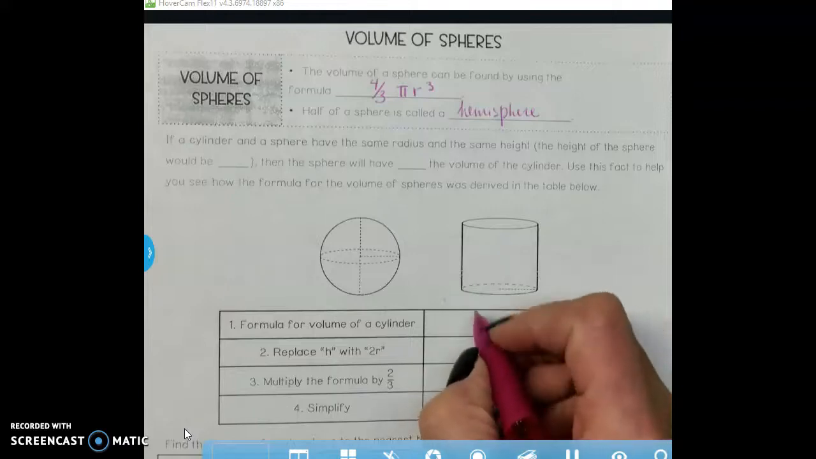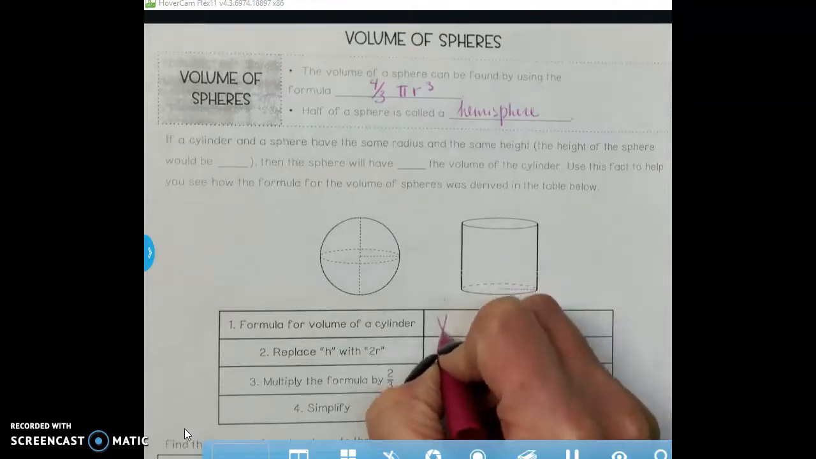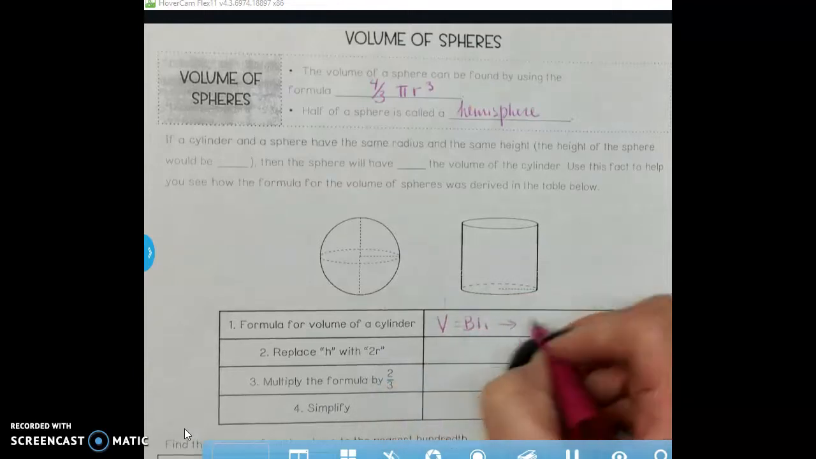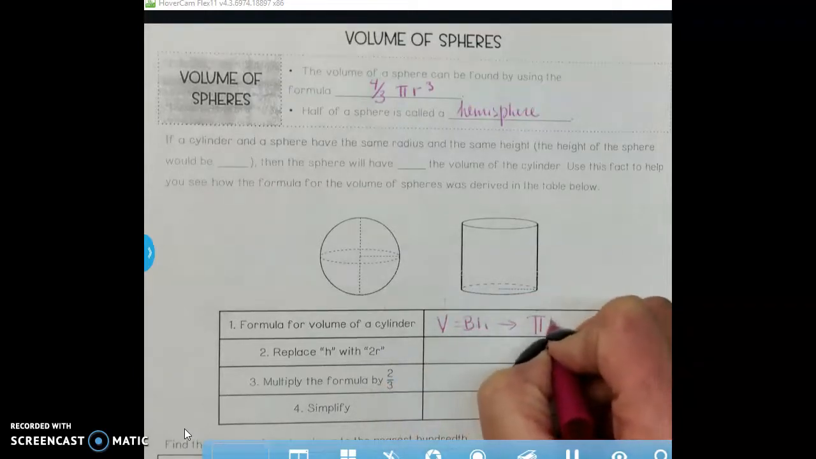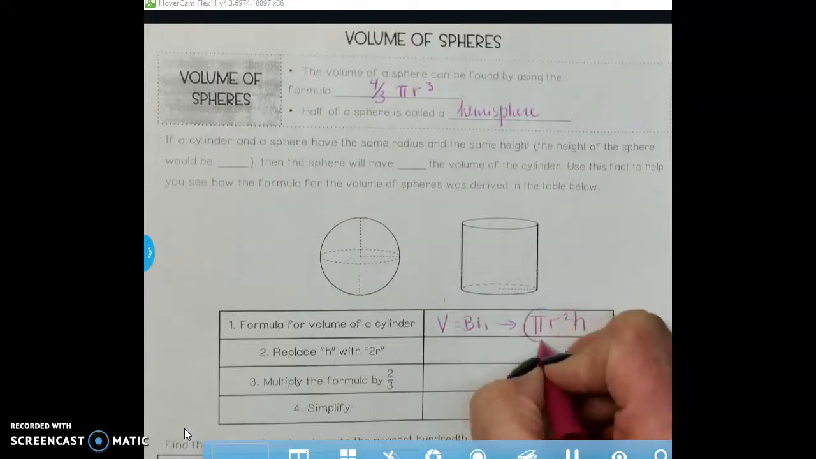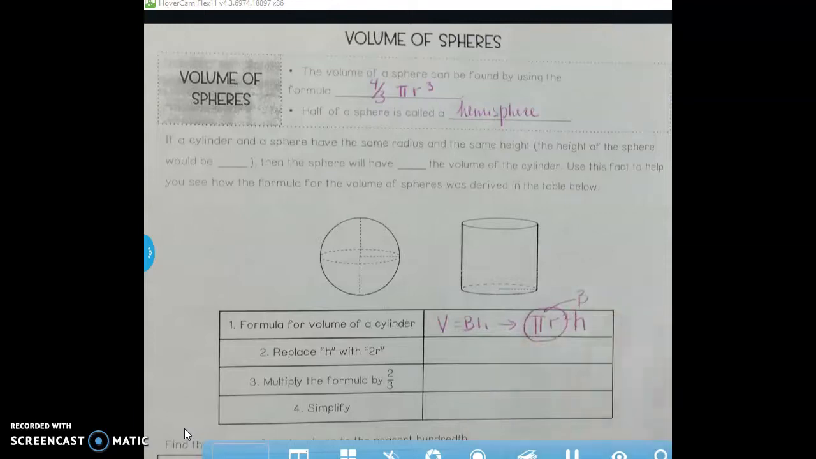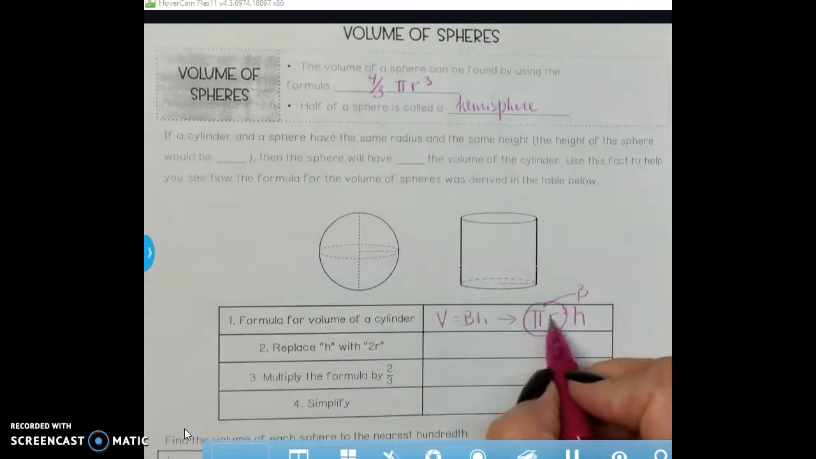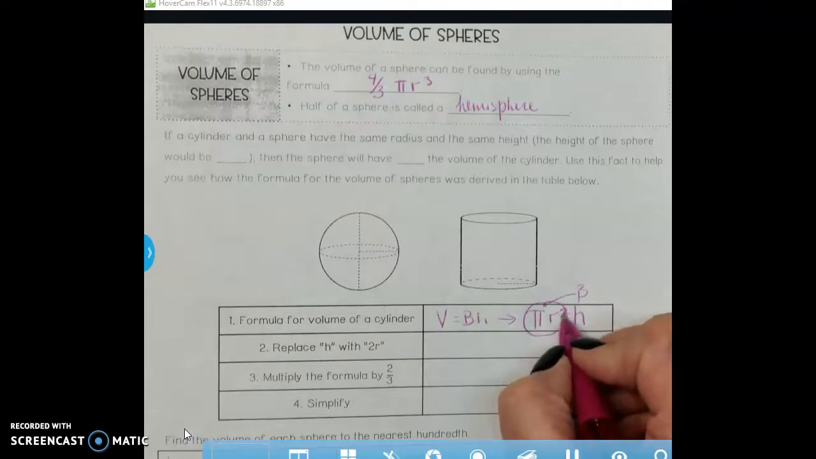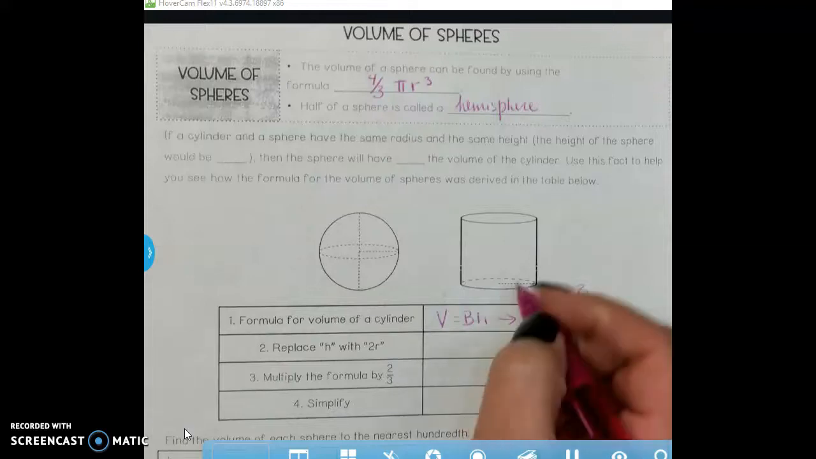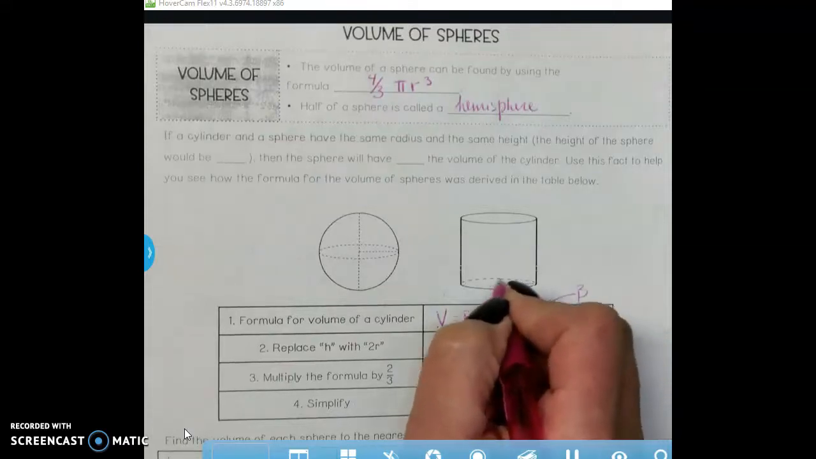Our formula for the volume of a cylinder, we know, is area of the base times the height. We have been breaking this down into this process. We said this is B, but when we are working with our values, it's pi radius squared. Okay, area of the base, area of the circular base.